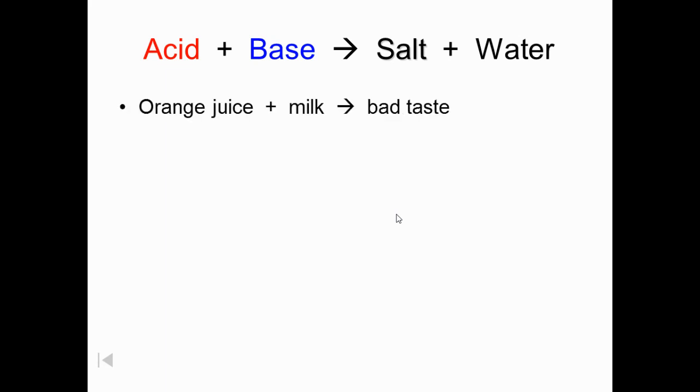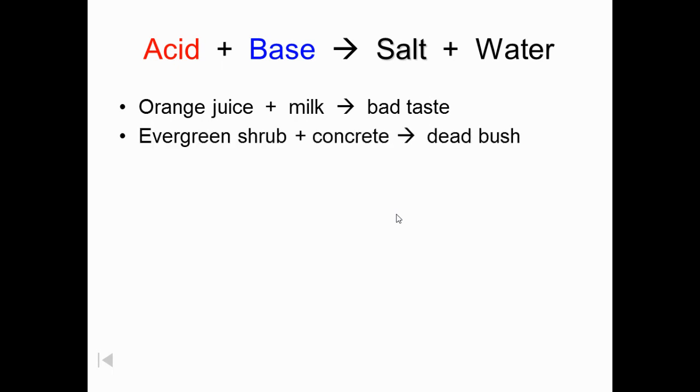If you take things with pretty large differences in pH, like orange juice, clearly an acid, and milk, it'll give you a bad taste. It produces a salt in your body. We mentioned earlier that if you have concrete, it has a lot of base in it, and if you water it, it's going to leach out some of that hydroxide.